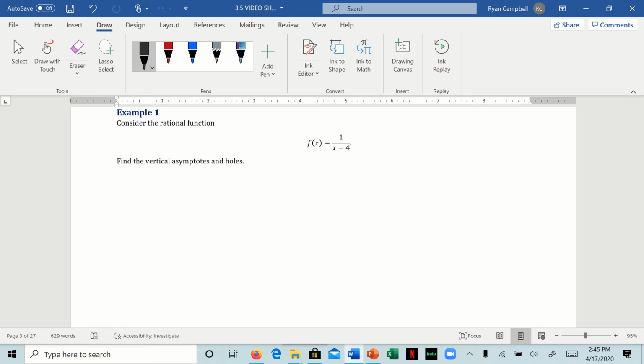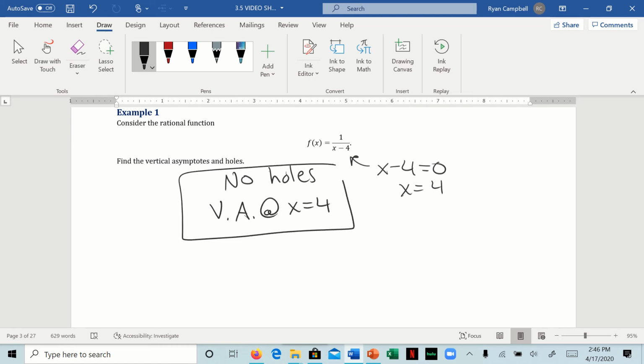All right, so vertical asymptotes. Well, notice there's no way to simplify this, right? Since there's nothing to simplify, we see that there are no holes, because holes only happen if there's a simplification. So what's left over? What makes x minus 4 equal to 0? Of course, it's 4. So we have a vertical asymptote at x equals 4. And we're done. That's it.